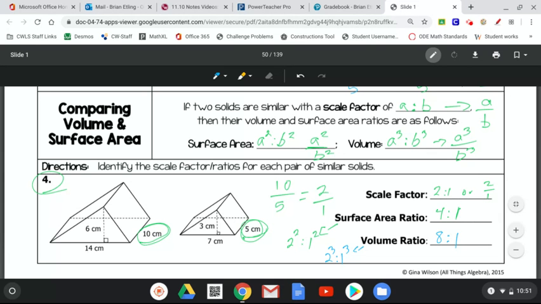All right. So make sure when you're doing these, guys, find the scale factor first, okay? That is the most important part, that you find that first, and then you work off of that to find the surface area and to also find the volume ratio.